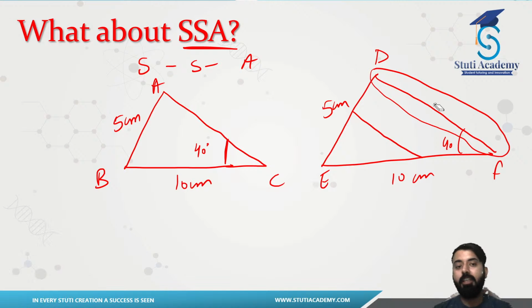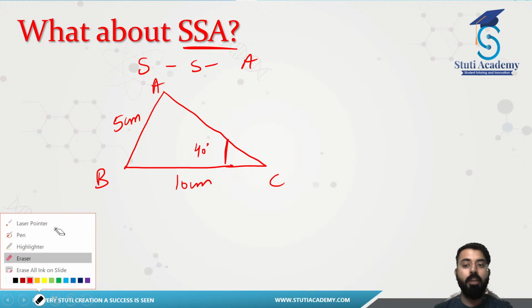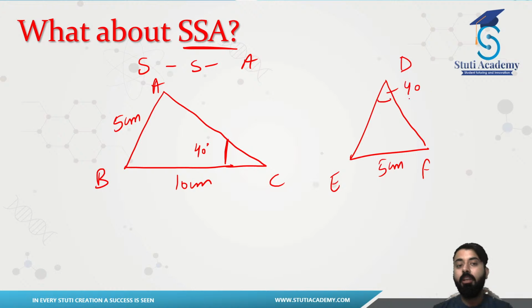We can just take this side. See, if I just change this one, if I consider this, let's say this is DEF. In this case, I know this is 5 centimeter, this is 40 degrees, but we are not sure whether this is 10 centimeter or that is 10 centimeter. Now what can happen is we can alter the dimension also. This can be falling here.